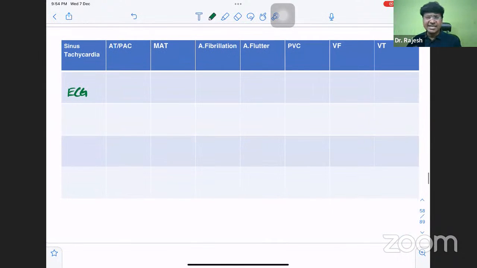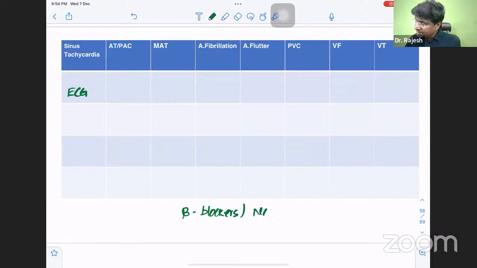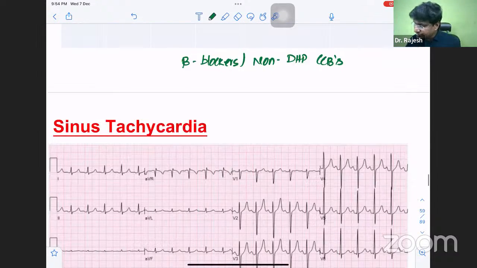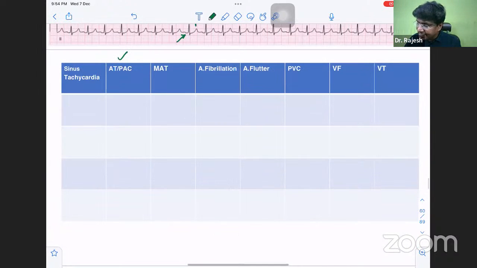And how will you treat? See, in all these arrhythmias, how will you reduce the heart rate? By giving beta blockers or non-dihydropyridine calcium channel blockers. It all depends upon the individual clinical scenario. Even in sinus tachycardia, you need to treat the underlying cause, and you need to give beta blockers if you are not able to make out what the underlying cause is. Then, next important are the atrial tachycardia and premature atrial contractions. They also can present with palpitations.